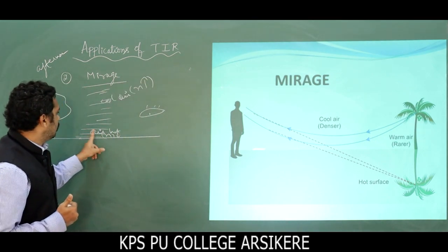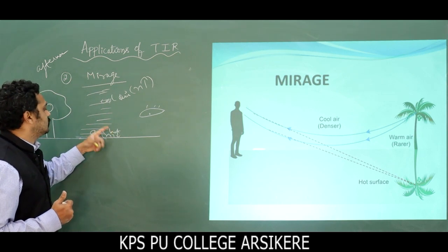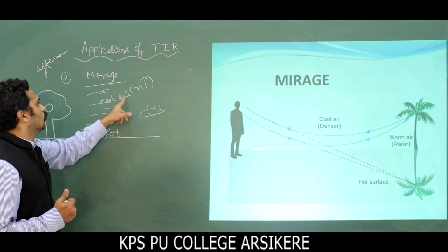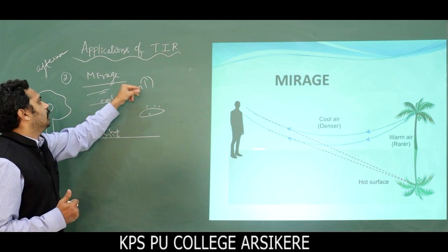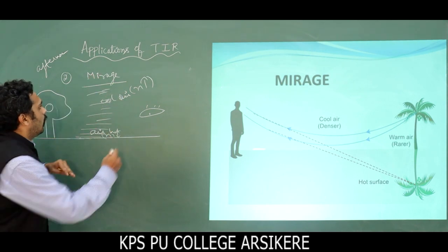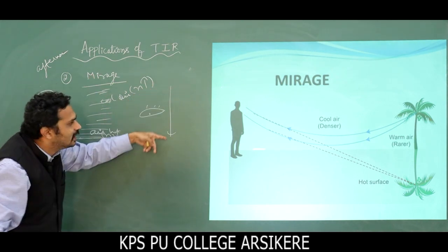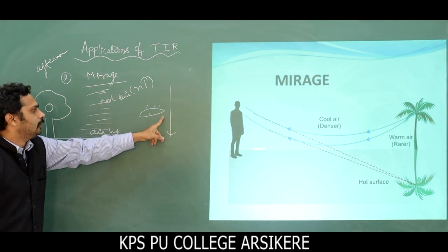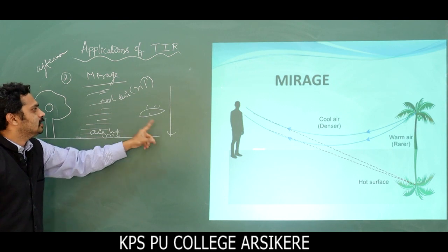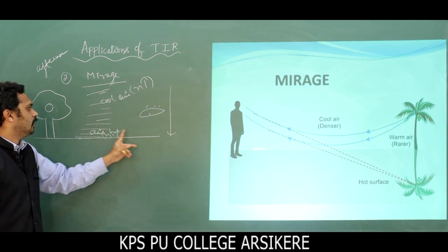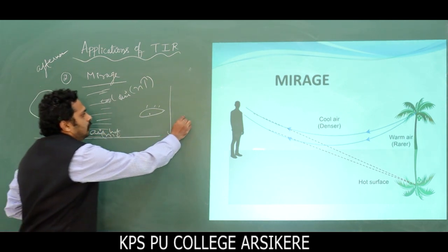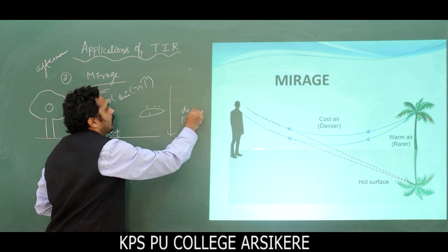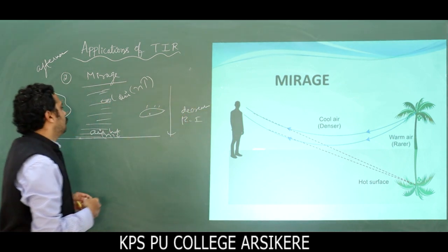Here hot air has less density and less refractive index. Cool air has high density and high refractive index. From top to bottom, the refractive index decreases. The air density also decreases due to the variation of temperature, giving a decreasing refractive index.